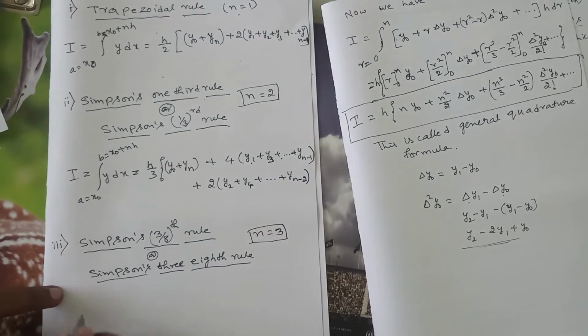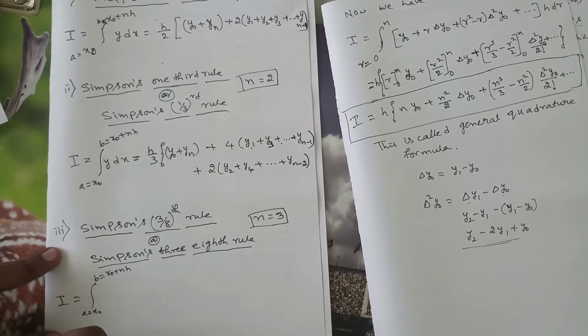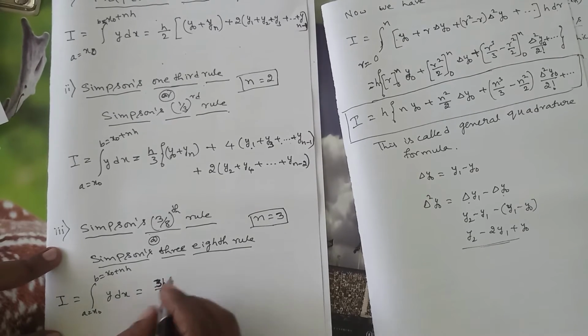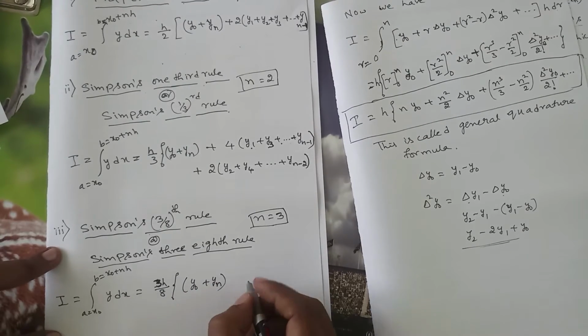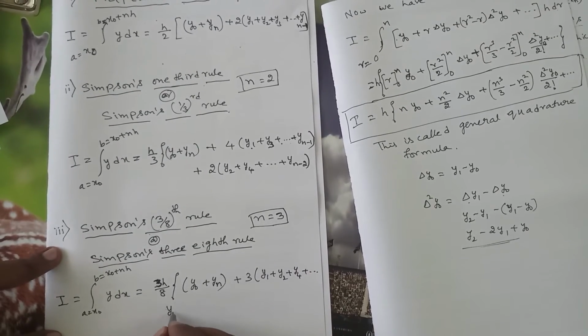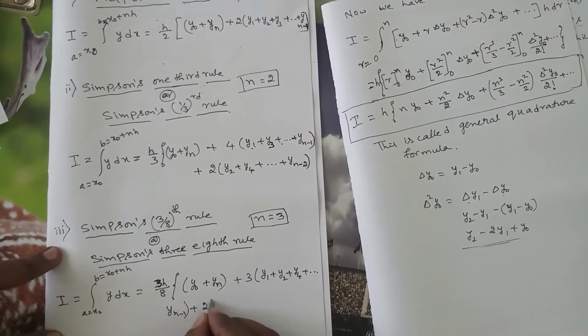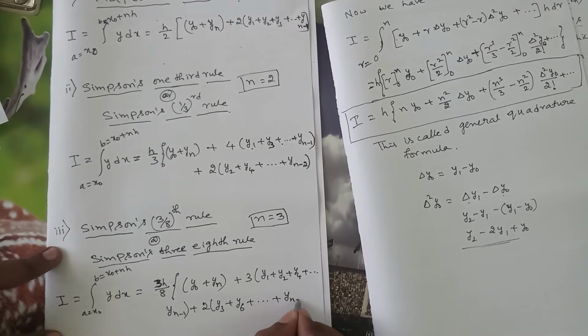So remember that one. I equals integral from a, meaning x naught, to x naught plus n into h, y into dx equals 3h by 8 into y naught plus yn plus 3 times y1 plus y2 plus y4 plus so on plus y suffix n minus 1, plus 2 times y3 plus y6 plus so on plus yn minus 3.